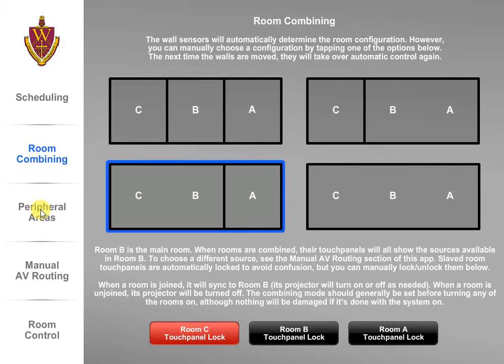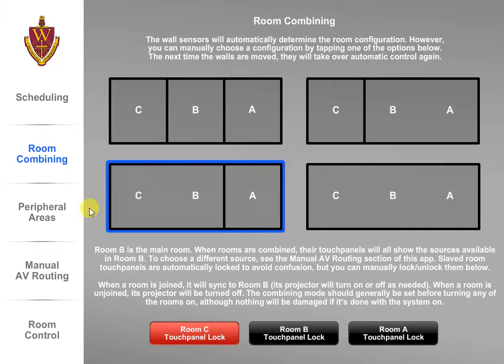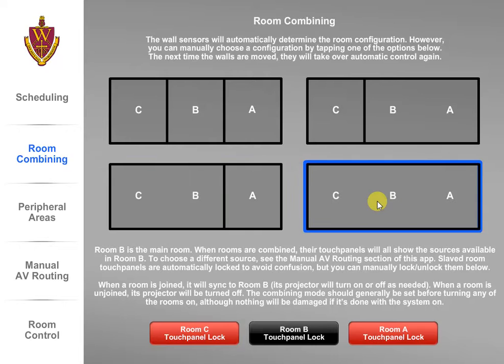Okay, so kind of working our way down, setting up for an event, the next thing we might do is decide what we want to do with our peripheral areas. So this is the west atrium, which is out at this end of things. No, I'm sorry, it's out at, if this is our room mode, it's out at this end of things.